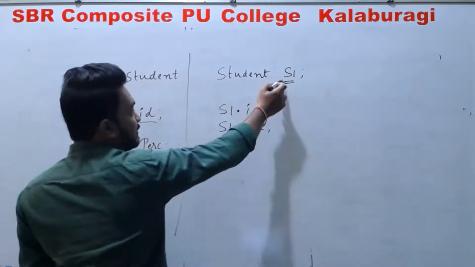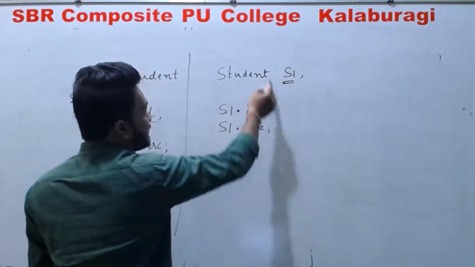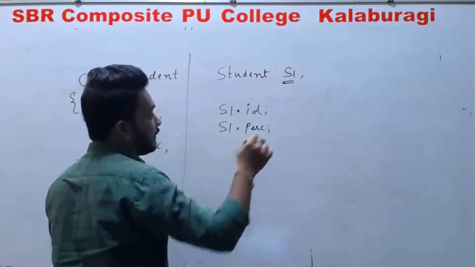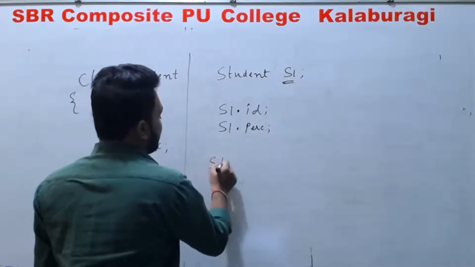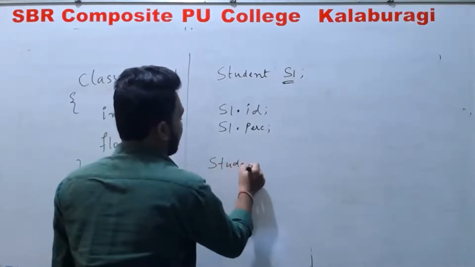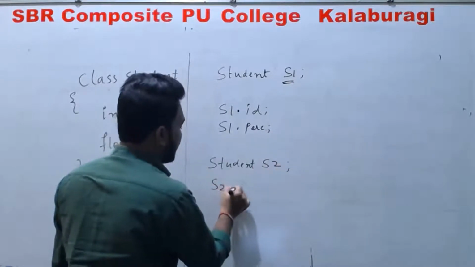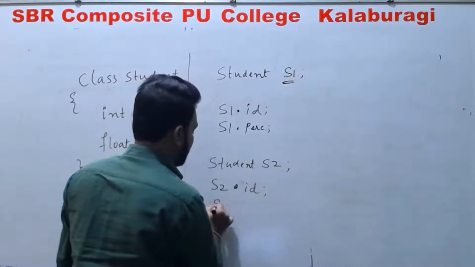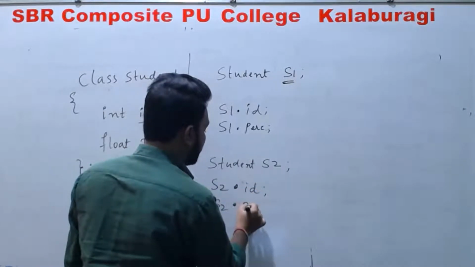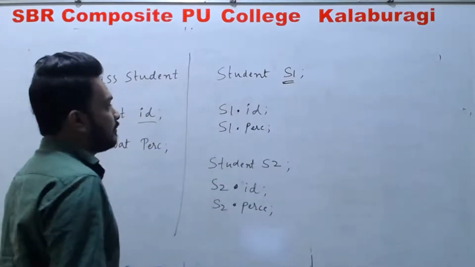Clear? From that S1 reference, I am taking two properties. This is for the first student. We can add n number of students here, right? Like student S2. From S2, I can take ID and percentage, because every student has its own ID and percentage.